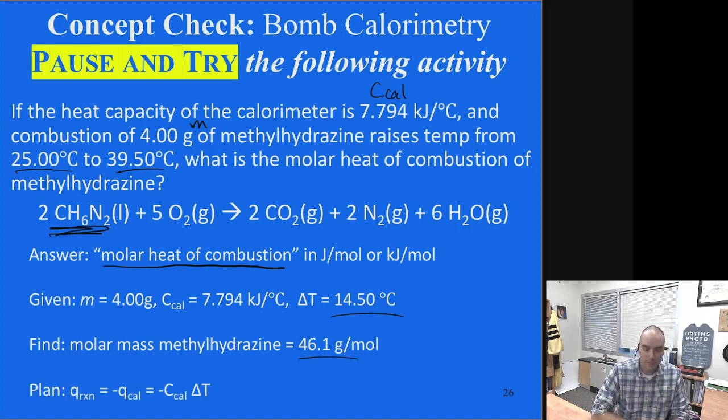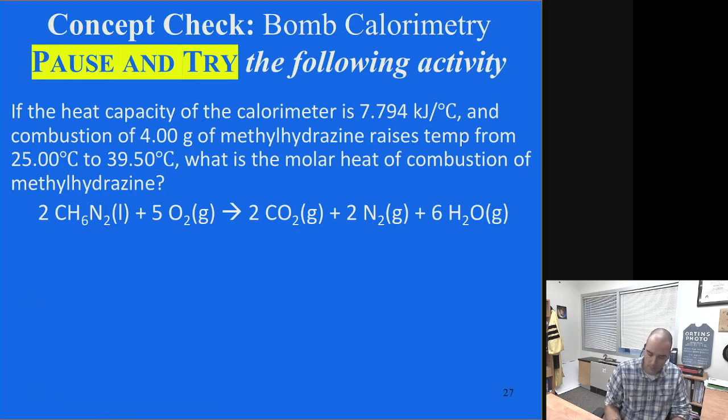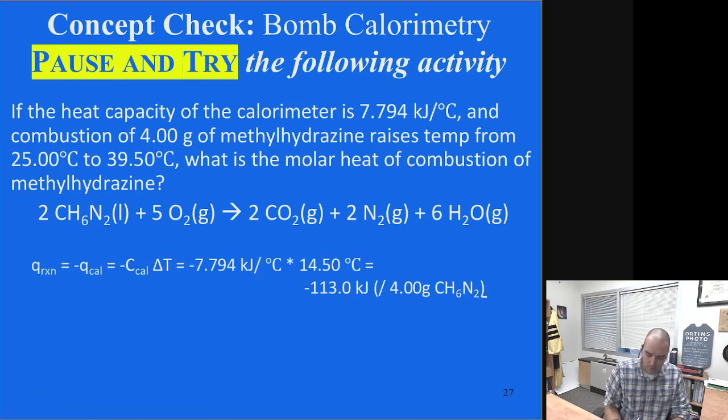So again, our plan here is to use this bomb calorimetry equation. It's a heat transfer equation. So Q of the reaction equals negative Q cal. So Q of the reaction is going to be equal to the change in temperature times the heat capacity of our calorimeter, opposite in sign. So we can substitute in our values, and we get that the total heat generated by the reaction was negative 113.0 kilojoules.